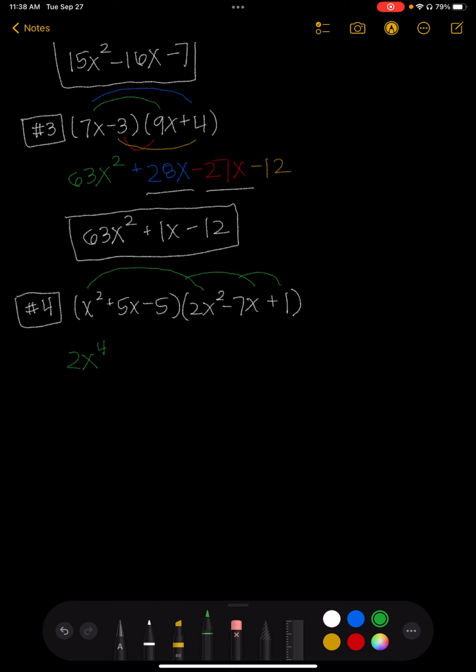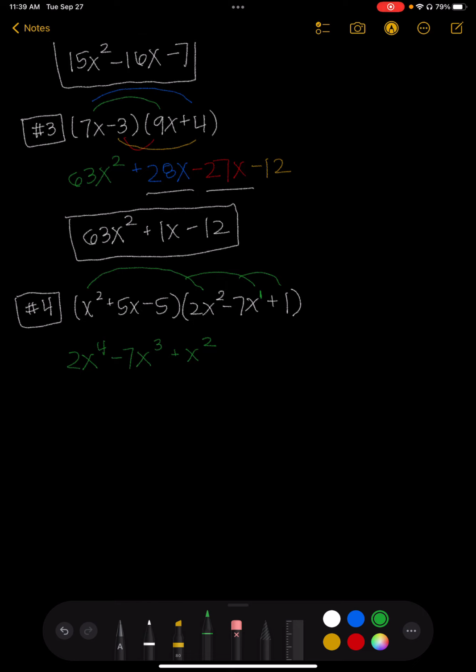Okay, the next one is x squared times -7x, which would give me a -7x to the 3rd power, because we have an x squared and then that 7x has that little imaginary 1 right there, right? So 1 plus 2 is 3, so your exponent is 3. Now that last chunk is x squared times 1, and we know 1 times anything is itself, so we're just going to say plus x squared. All right, so that was the first chunk.